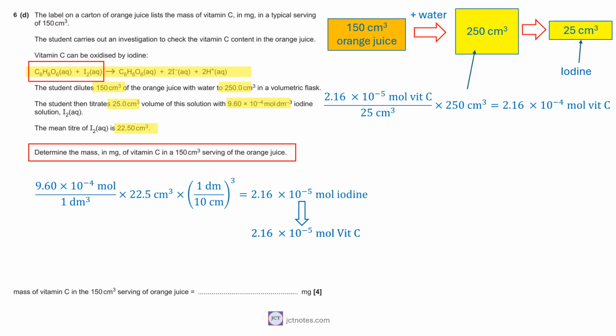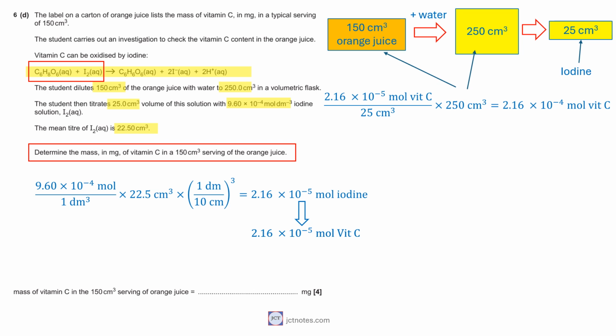As these were from 250 cubic centimeters of solution, in the 250 cubic centimeters of solution we have 10 times more, that is 2.16 times 10 to the power of minus 4 moles of vitamin C. These moles were provided by the 150 cubic centimeters of orange juice. Remember that diluting from 150 to 250 cubic centimeters with water changes the concentration, but not the number of moles.